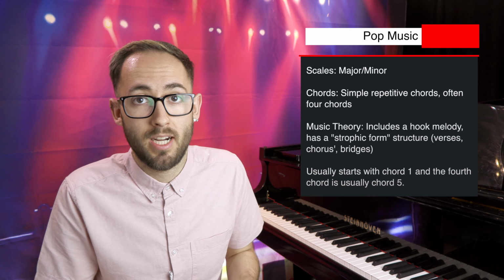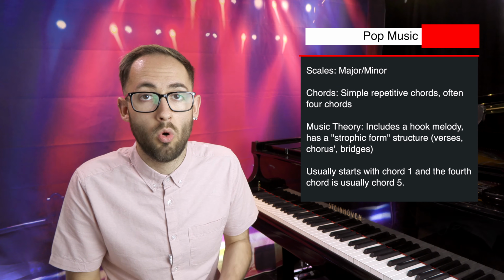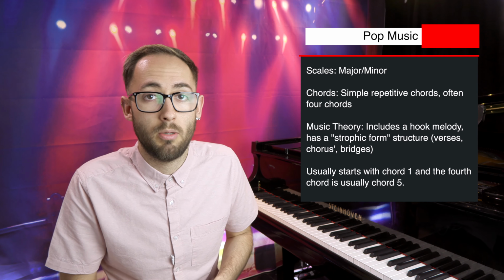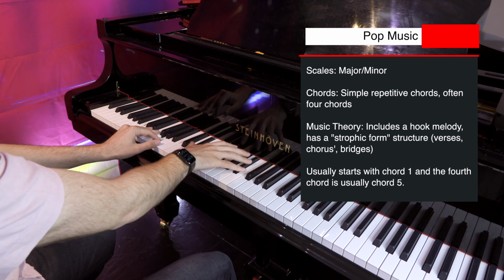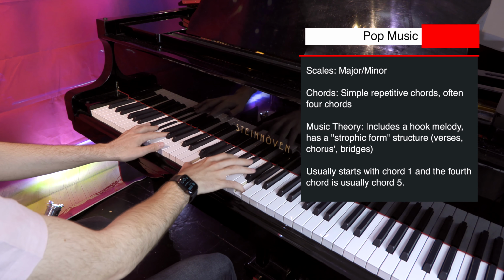So the first one is pop. Now this mostly uses major and minor scales. Major if you want it to be a happier or lively pop song, or if you want it to be darker or sad, then you would use a minor scale. Pop songs are quite repetitive. You often see 4 chords and they are repeated lots of times, and you have something in the melody called a hook, and this is just a repeated melody.